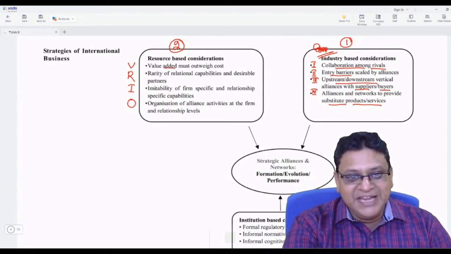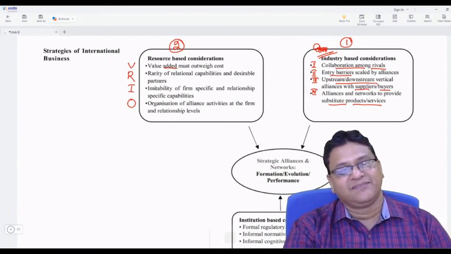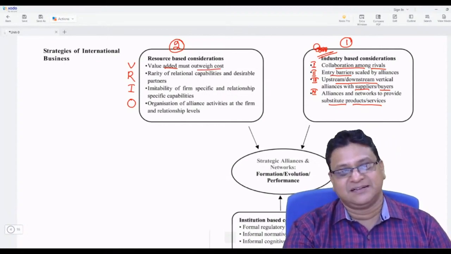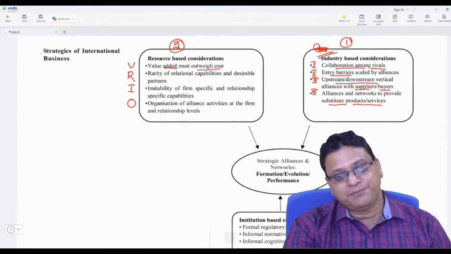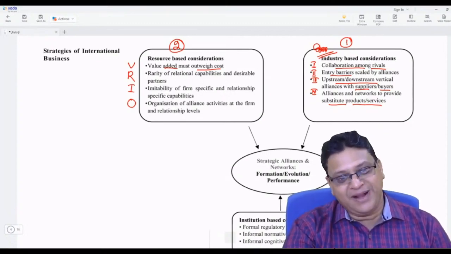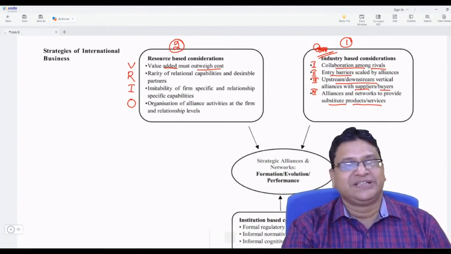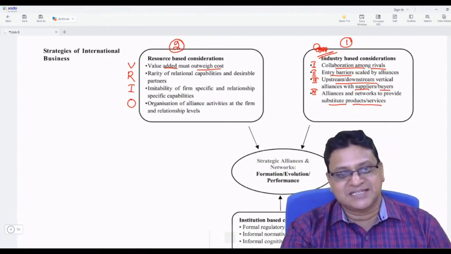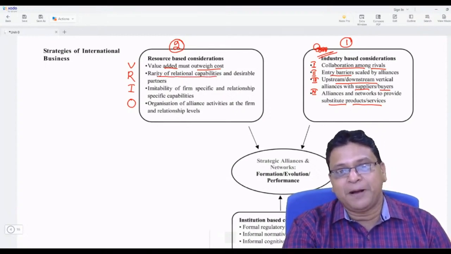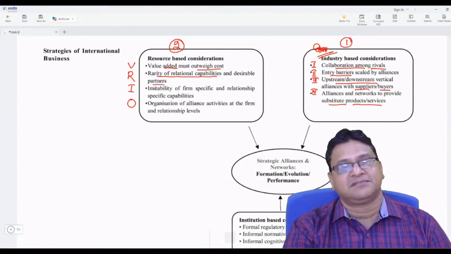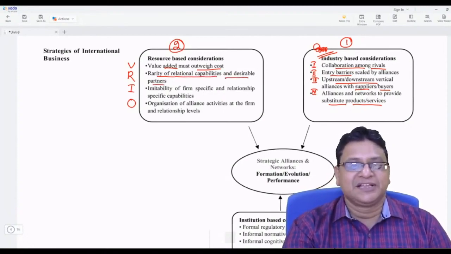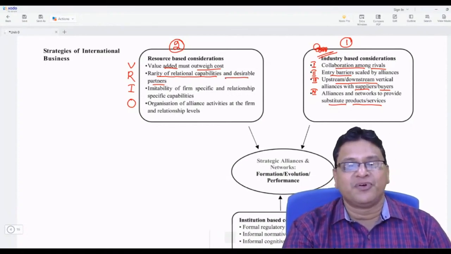V means value added must outweigh cost. If you form an alliance and you have to bear some cost and you will get some value, if the value added is more than cost, then only you will do alliance. Next, R means rarity of relational capability and desirable partners. If you get relational capabilities and get a suitable partner, you can go for alliance.